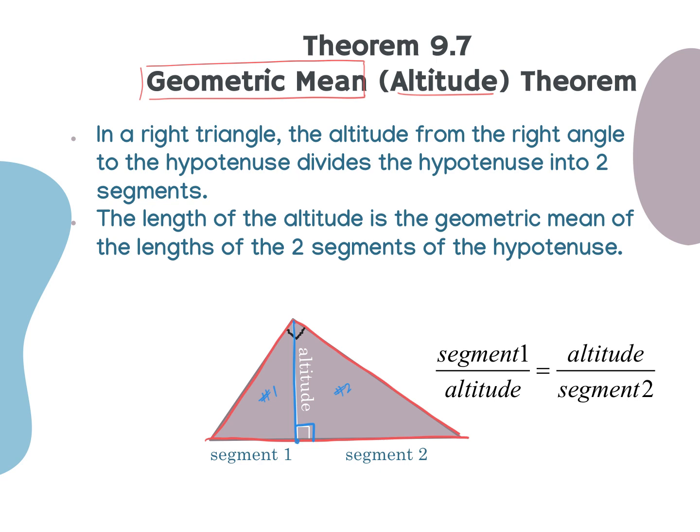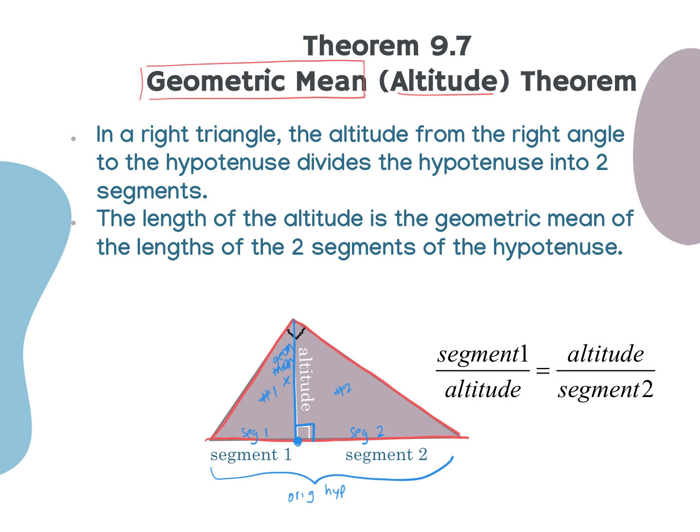Notice that this here represents the original hypotenuse, and the altitude breaks the original hypotenuse into two segments. We've got segment 1 and we've got segment 2. And so now we're going to use the geometric mean. The altitude, we're going to call it the same as the geometric mean, which you know is x.